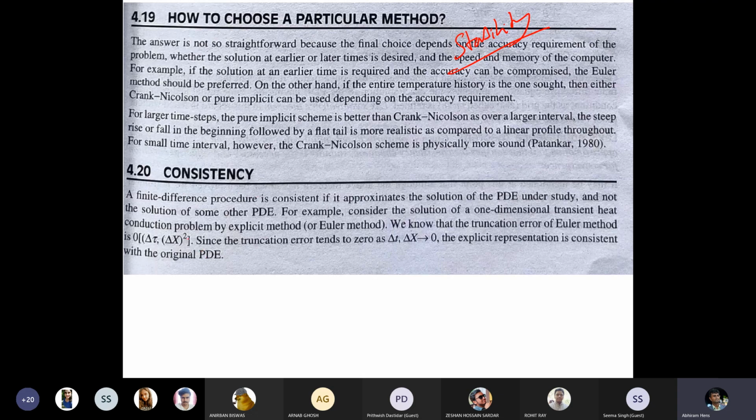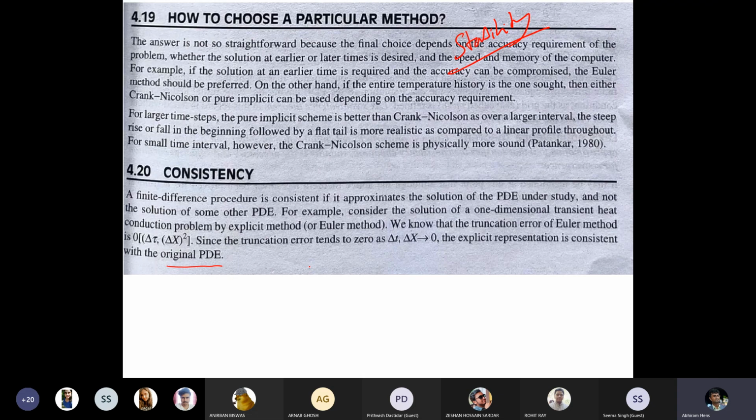It states that a finite difference procedure is consistent if it approximates the solution of the PDE under study and not the solution of some other PDE. For example, consider the solution of one-dimensional transient heat conduction problem by explicit method or Euler method. We know that truncation error of Euler method is order delta t, delta x squared, forward time and central space. Since the truncation error tends to 0 as delta t and delta x tend to 0, the explicit representation is consistent with the original PDE.